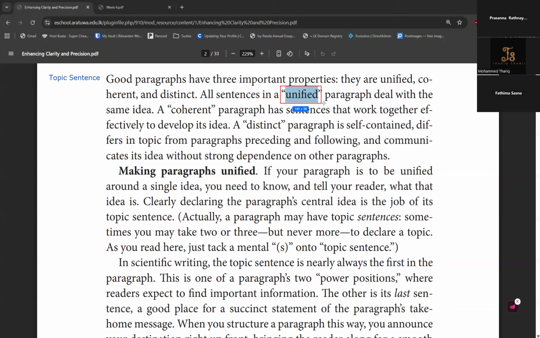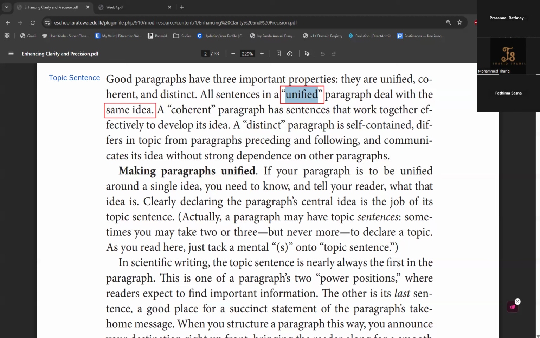Yes, unified means all the other sentences coming with and following that topic sentence deal with the same idea. So within a paragraph, when you're writing, you describe the same idea introduced in the topic sentence, and the very idea of being unified means it is developed around the same idea. It does not go beyond the main idea presented in the topic sentence. I wish you got me, right?